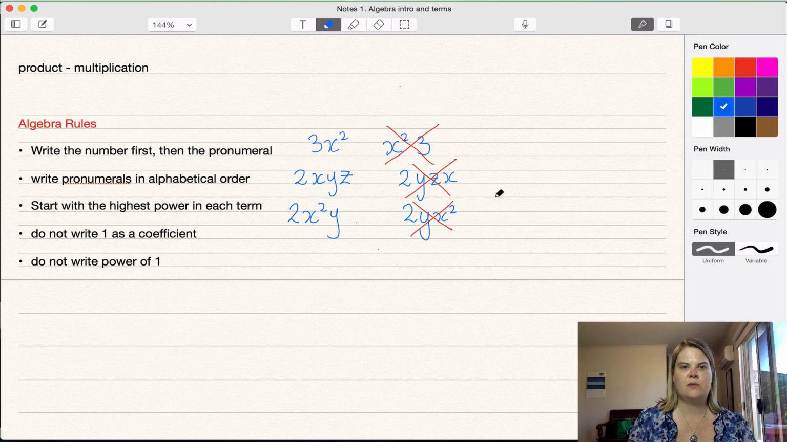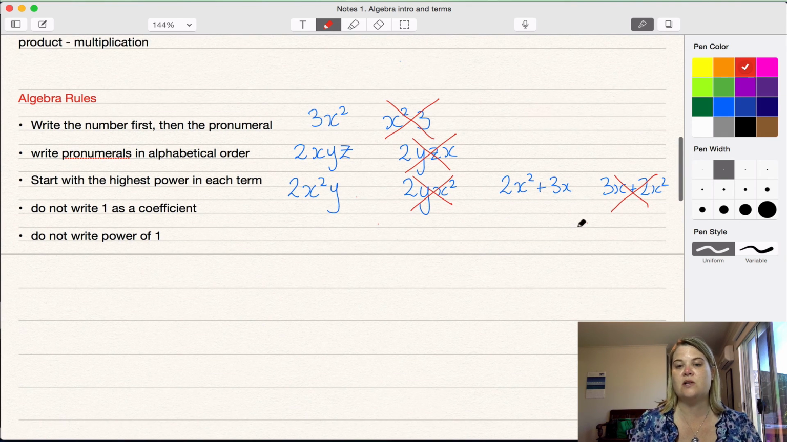This one also applies when you're writing an expression. So if you have 2x squared plus 3x, you would write it like this, rather than 3x plus 2x squared. So we put the highest power first and then the next highest power. Just helps when you're organising, helps us to be able to read our algebraic equations a bit easier.